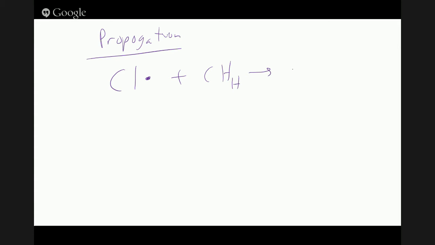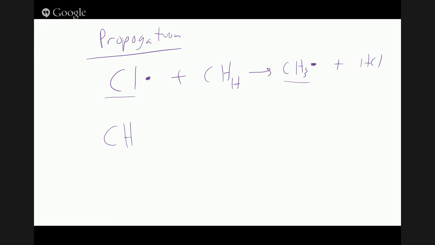Now I need to do propagation. Propagation will be worth 2 marks. And the first step in propagation, if I have the Cl radical hitting a methane, oops, sorry, not CH3, hitting a methane molecule, it will remove a hydrogen, and I will get CH3 radical plus HCl. And that is propagation, because I started with a radical and I still have a radical.